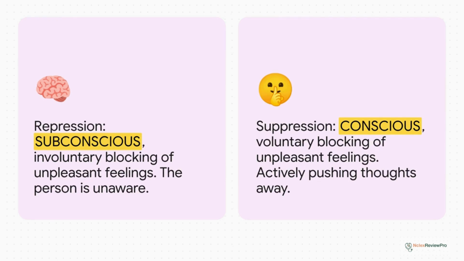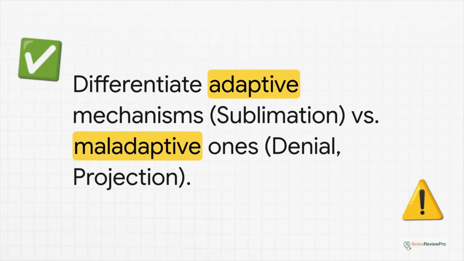You're making a choice. Okay, NCLEX alert here. This is a really important point. Not all defense mechanisms are bad or maladaptive. Some are actually healthy. The best example is sublimation. This is when you take an unacceptable impulse, like aggression, and you channel it into something productive and socially acceptable, like becoming a star athlete. The NCLEX loves to ask you to tell the difference between these, so know this one.